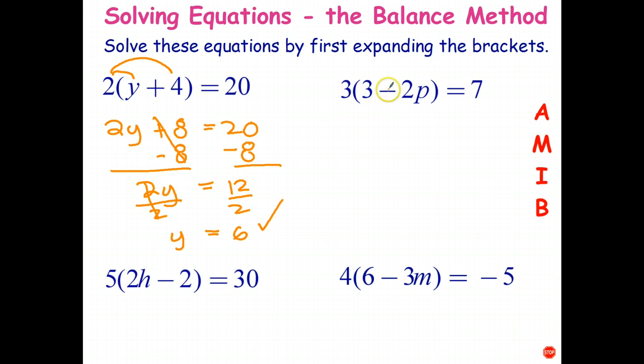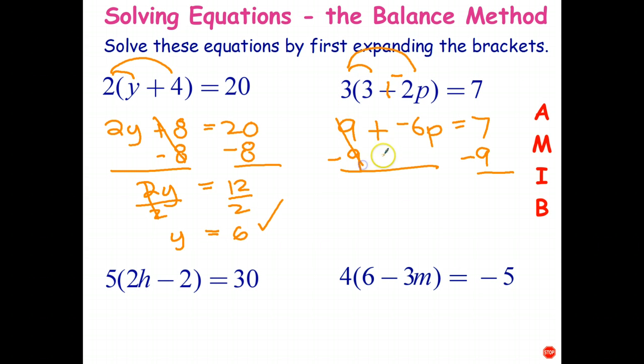We'll also use the technique of changing subtract 2p into adding negative 2p. I like to put my little arcs there to remind myself I multiply the 3 by both terms inside the brackets. 3 times negative 2 is negative 6. And once again, I've turned that equation into one that I have seen before. So negative 6p plus 9. I can subtract the 9 from both sides using AMIB. That leaves me with negative 6p equals 7 take 9 is negative 2.